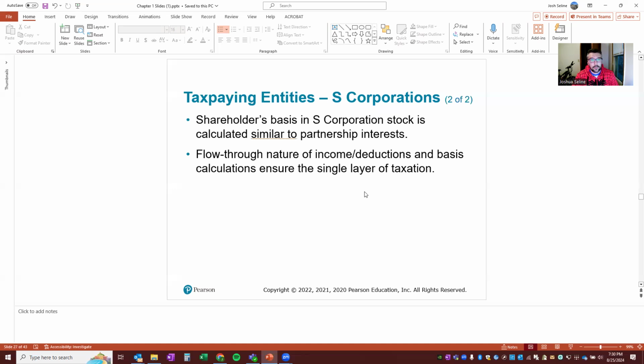Now looking at tax-paying entities, S corporations, basis. Shareholder's basis in S corporation stock is calculated the same as basis in a partnership interest. It's money in, plus net income, less losses, less any distributions. It's very easy, and where it gets confusing in practice is you have to go back and look at prior years, but if you're doing it on a year-to-year basis, it's pretty easy. Whatever they put in, plus whatever their share of income for the year, less any distribution they take.